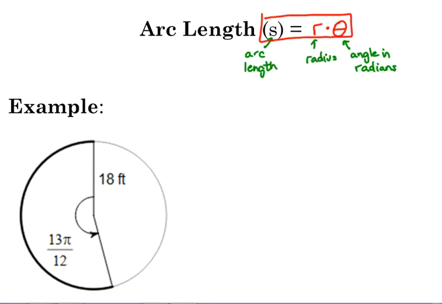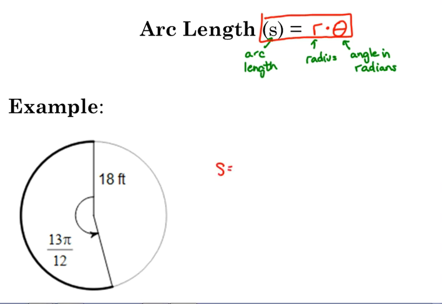So if they give us this circle here, the radius is 18 feet. The angle is 13 pi over 12. I know that's radians for two reasons. A, it doesn't have a degree symbol. And B, it has a pi in it. Nine times out of 10, if it has a pi, that's an angle in radians.